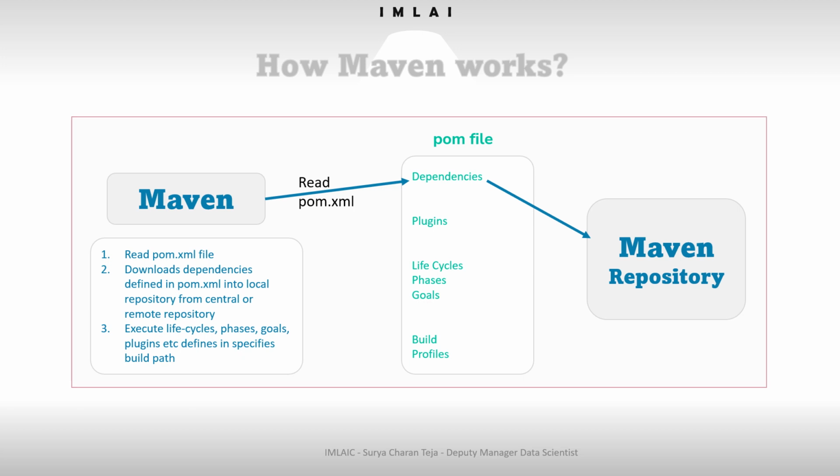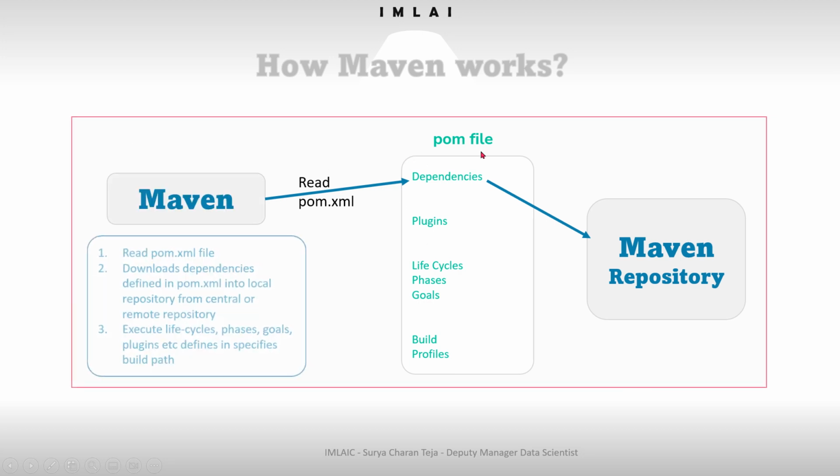Now let's look into the whole ecosystem once, how Maven works as a tool. First, as I have told you, you have to write your POM file. There you mention what dependencies to bring in, what plugins to be downloaded, the life cycles, the phases they should follow, and the goals to be executed. Once your pom.xml file is written, you save that file, and then Maven comes into the picture.